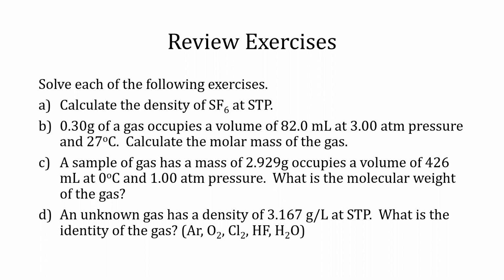C, a sample of gas has a mass of 2.929 g, occupies a volume of 426 mL at 0 C and 1 atm pressure. What is the molecular weight of the gas? D, an unknown gas has a density of 3.167 g per L at STP. What is the identity of the gas? Your choices are Ar, O2, Cl2, HF, or H2O.